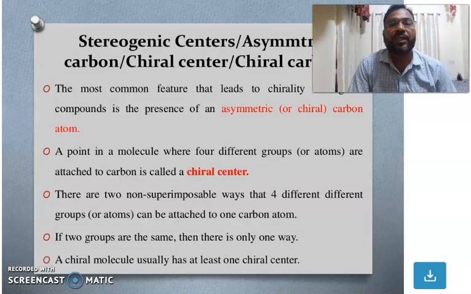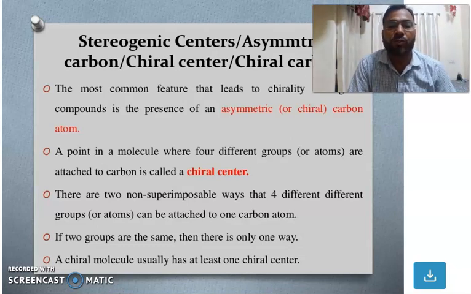The most common feature that leads to chirality in carbon compounds is the presence of an asymmetric or chiral carbon atom. A point in a molecule where four different groups or atoms are attached to a carbon is called a chiral carbon or chiral center. There are two non-superimposable ways that four different groups or atoms can be attached to one carbon atom. My friend, if two groups are the same, then there is only one way. This is also a very important point.